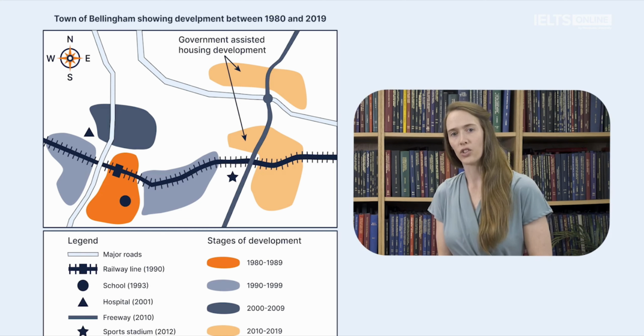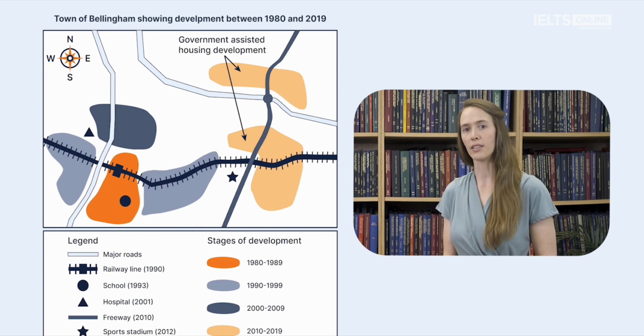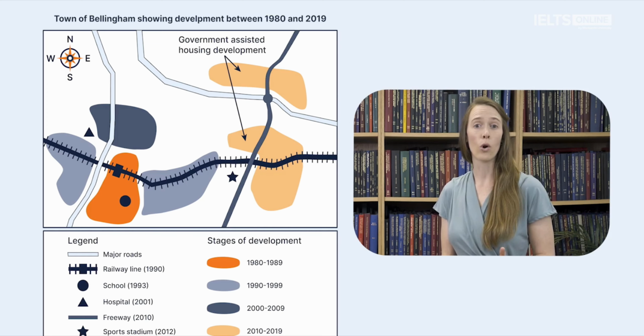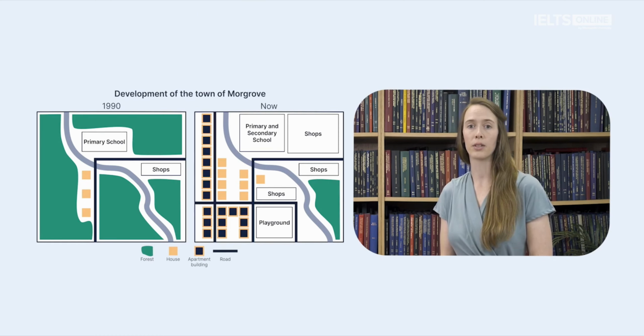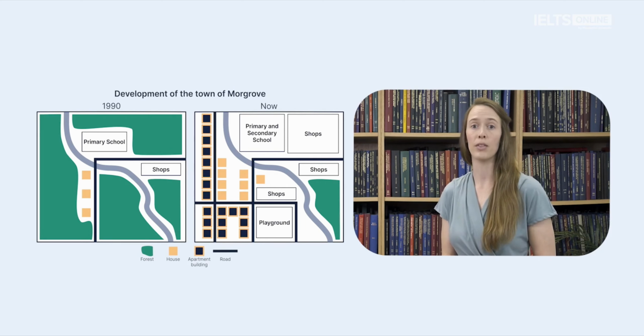Another rare question type are visuals of maps. You could be asked to describe one map, as shown in this example, or you could also be asked to describe multiple maps, such as a map in the past and a map in the present, or a map in the present and a map in the future.